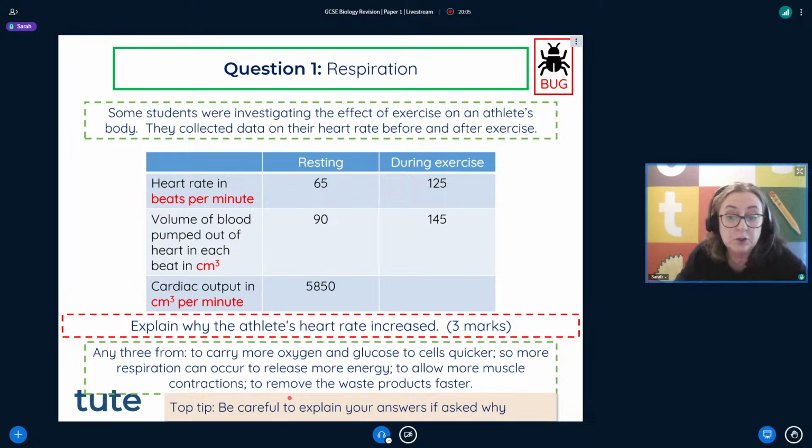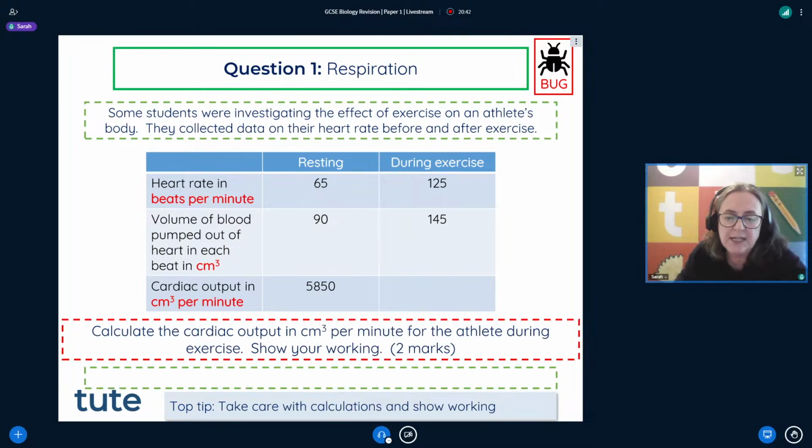And then the other thing, of course, your blood has the job to do is remove the waste products of respiration. That carbon dioxide is actually a poison in our body. Your blood takes that carbon dioxide away and brings it back to our lungs, where we breathe it out. Okay, so of course having a faster heart rate will facilitate that, to make sure that carbon dioxide is removed from your body effectively. So top tip in a question like that, be careful to explain your answers as if asked why, so that you're absolutely giving the examiner what they want to see and securing those 3 marks.